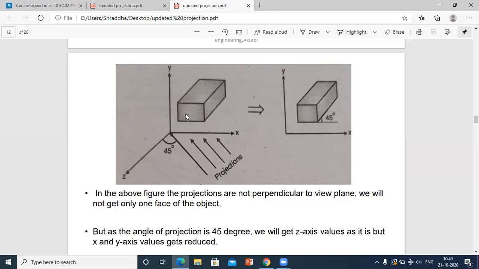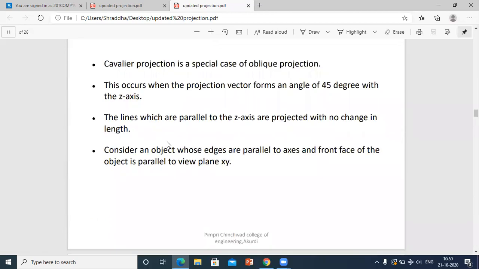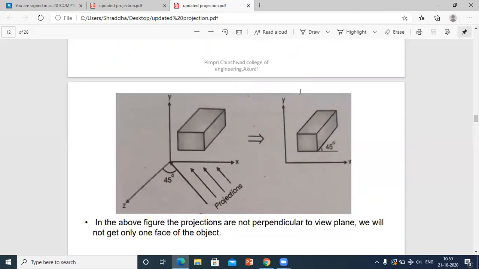Okay. So what is told in the Cavalier projection? It will form an angle of 45 degrees, and the lines will be parallel with respect to the z-axis. See, the lines are parallel to the z-axis, and it will form an angle of 45 degrees. This is only given in the figure. This is actually the real object that is going to be projected with the help of Cavalier projection. The right side is the figure after the Cavalier projection. This is the output of Cavalier projection.